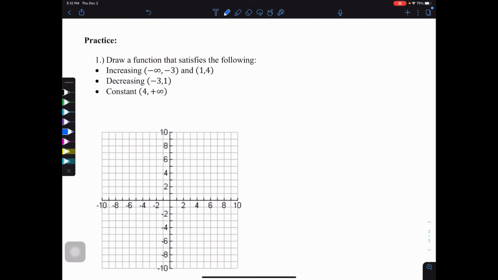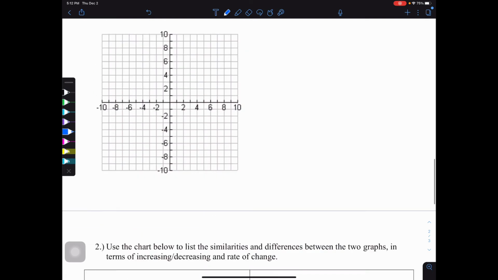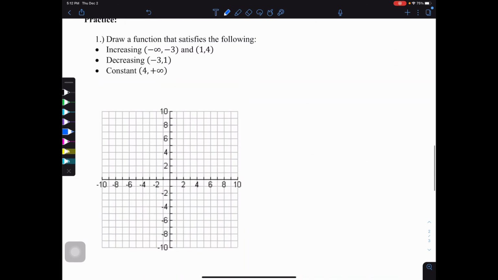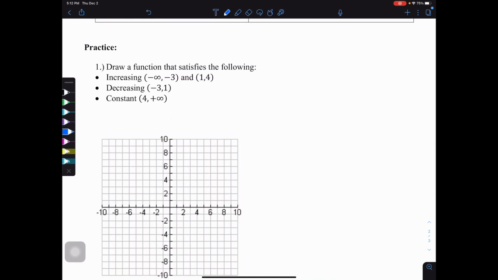Now at this time, what I would like you to do is try the practice questions. There are 2 practice questions, one here and one on the next page. I'd like you to try your best to answer these questions on your own. So at this time, you're going to pause the video, try the problems, and then resume the video when you're ready to go over your answers.